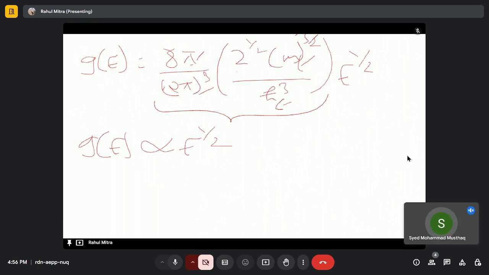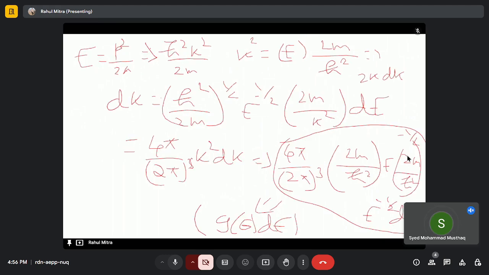And if I represent it in the graph, this is exactly a parabola, right? So here you illustrate, so this is how it looks like. Parabola. Right? Now this is for the 3-dimensional material. Now what about the 2D?